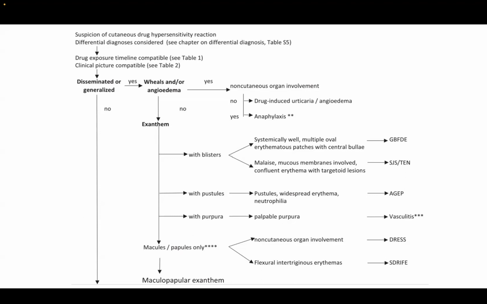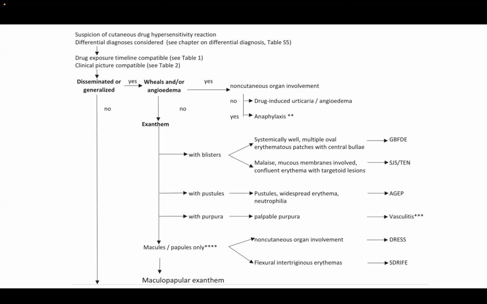If the patient generally is not well and has malaise, mucous membrane involvement, confluent erythema with arcuate lesions, this is Stevens-Johnson syndrome or TEN. So with SJS/TEN, usually the patient looks generally sick. If those lesions are with pustules, are the pustules on widespread erythema, and does the patient have neutrophilia and fever? If yes, this is AGEP, acute generalized exanthematous pustulosis. Does the patient have purpura? If it is palpable purpura, this is vasculitis.